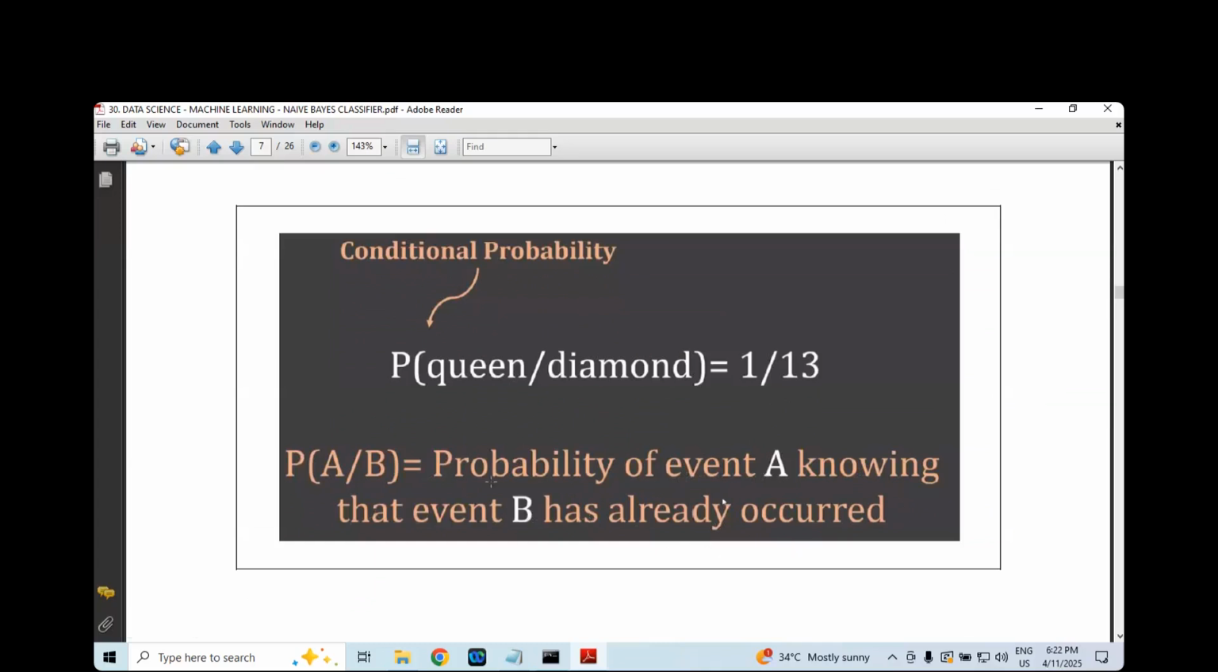Let me repeat one more time: probability of event A, knowing that B has already occurred. Think like there is a cancer patient. Then definitely the earlier events can be that he is a chain smoker, a drinker, or has a genetic issue, which he should already be aware of. P of queen given diamond equals 1 by 13.